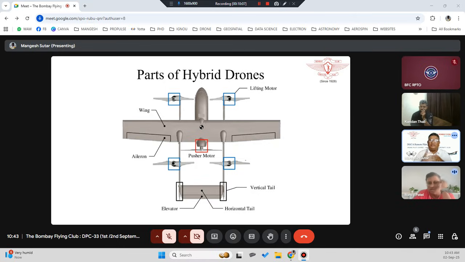Then you have the vertical stabilizer and horizontal stabilizer, since it has to behave like a fixed wing, like a plane. These control surfaces, or control structures, control the direction and altitude or lift for that particular flight.